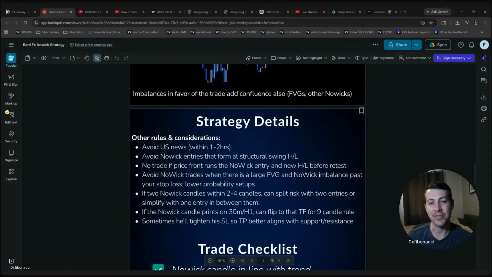So like US red folder news from Forex Factory is really the main thing you want to avoid. Within 1 or 2 hours, I was saying, you probably want to not take a trade right before red folder news. You want to avoid no wick entries at the formation of a structural swing high or low, and I have an image here for that.